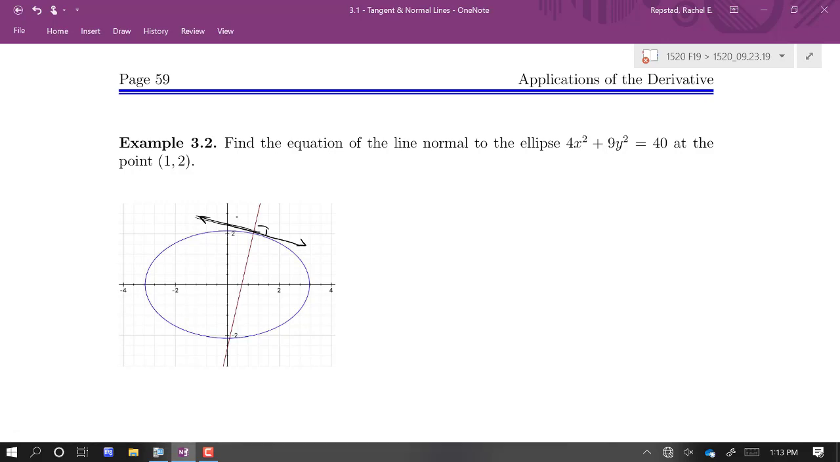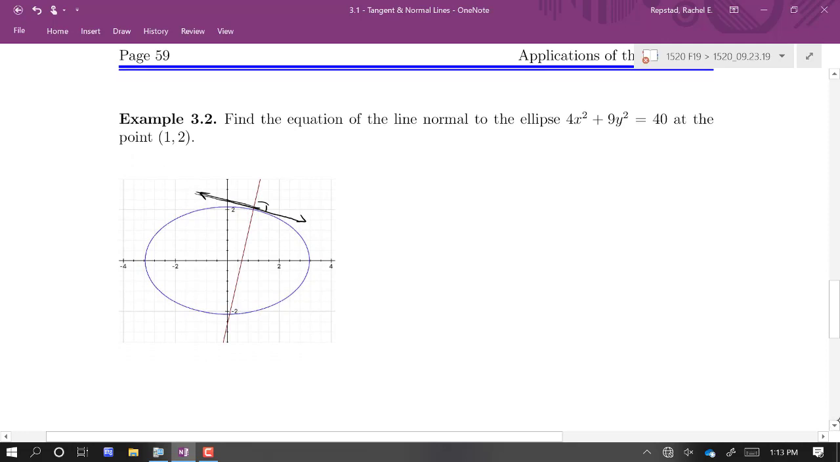Now, this problem is really similar to the last one. Obviously, the equation they've given us is an implicit function, so we're going to have to use implicit differentiation to find dy/dx. But it's similar in that they gave me the point and I have to use calculus to get the slope. So let's begin that process.